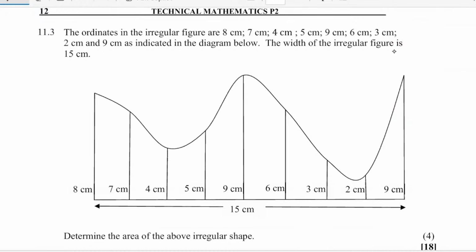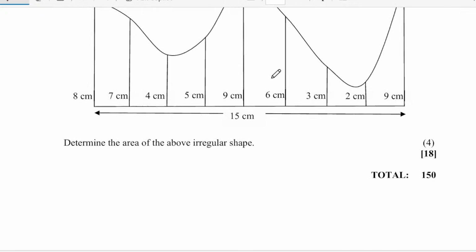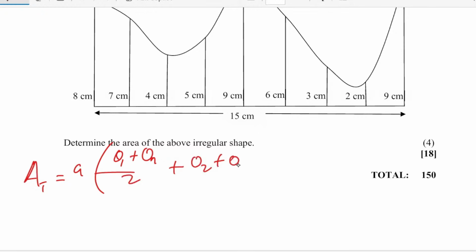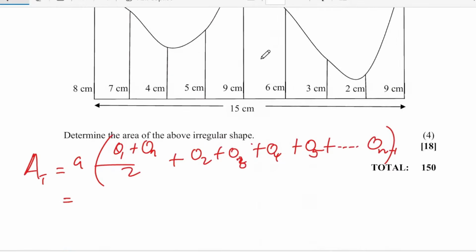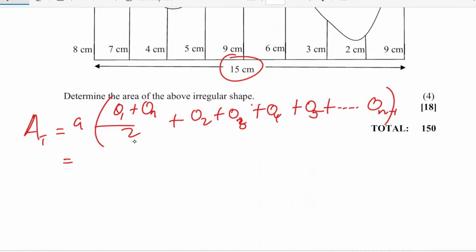All right, then 11.3, the ordinates in the irregular figure are 8 centimeters, 7, 4, 5, and so on. The width of the irregular figure is 15. Okay. Question is asking us for the area of the above figure. So we know that the area of any shape that is irregular will be given as the width into the first ordinate plus the last ordinate over 2, plus ordinate 2, ordinate 3. Then if we do our substitution, they are telling us that we have a total of 15.